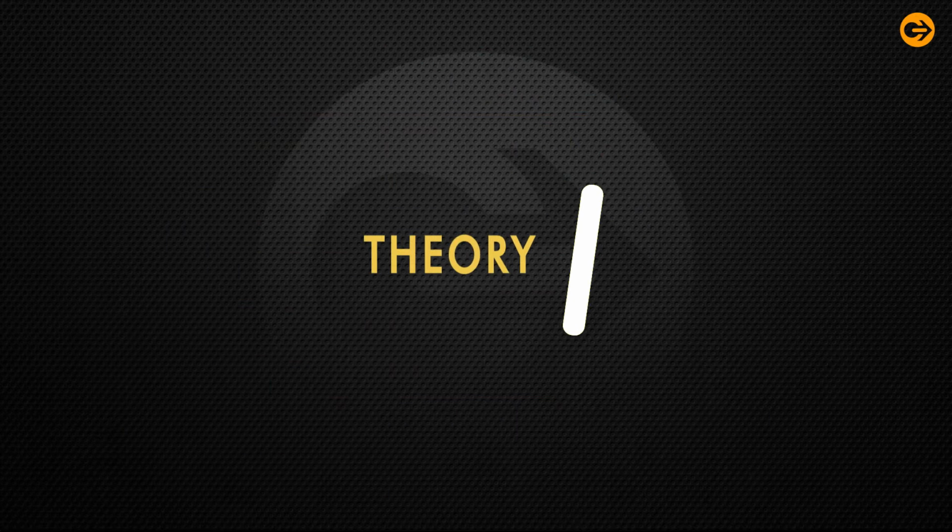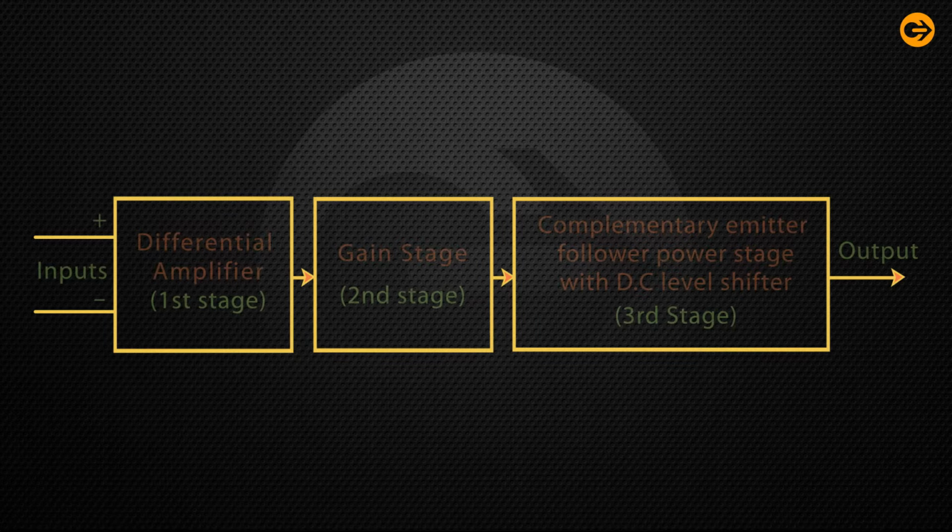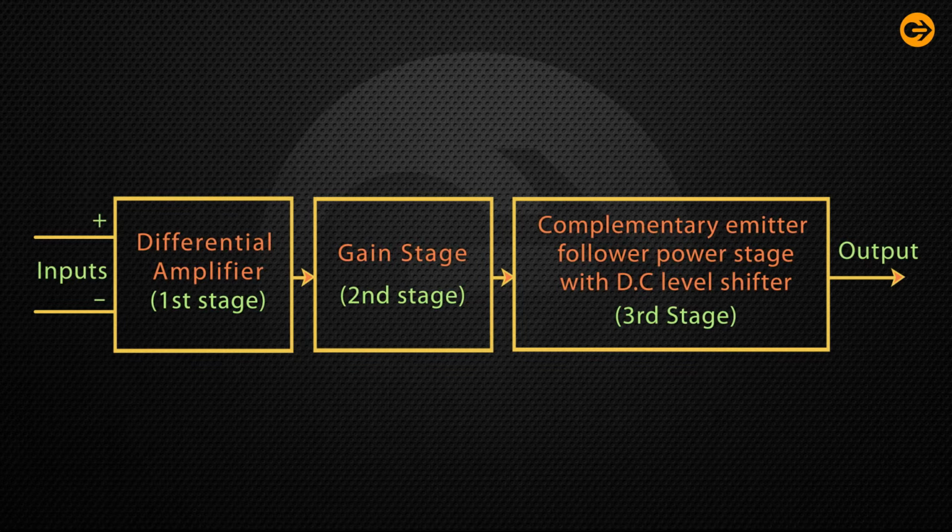Now, coming to the theory, let's start the discussion on the stages one by one. So once again, the op-amp internal structure consists of three stages. The first one is the differential amplifier, then the gain stage, and the third is the complementary emitter follower power stage with DC level shifter.